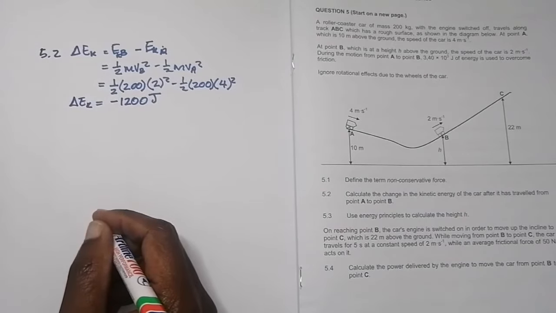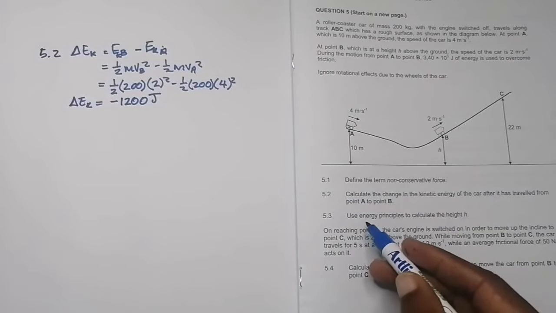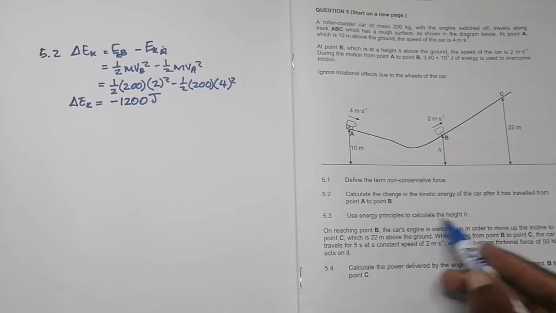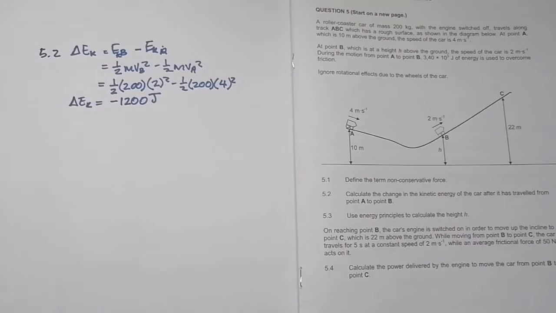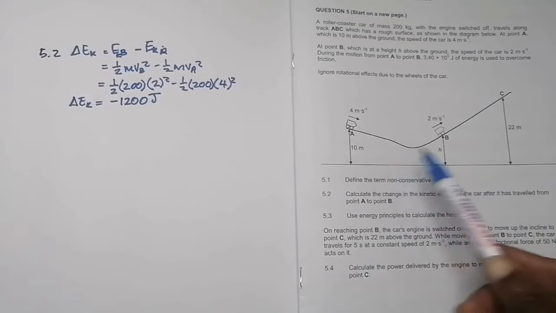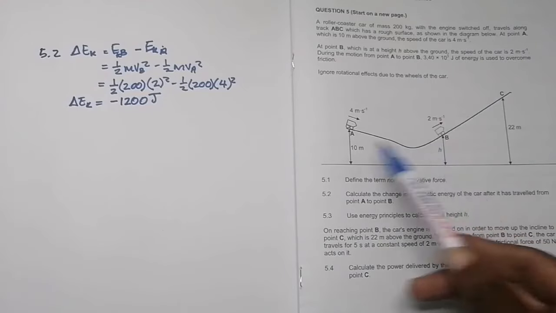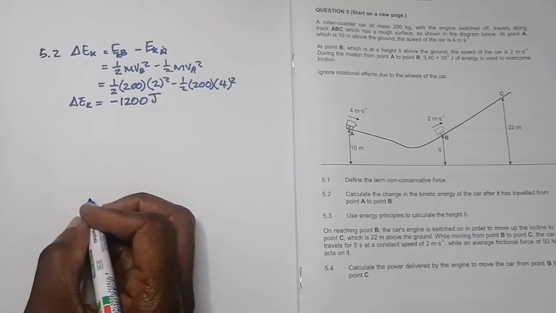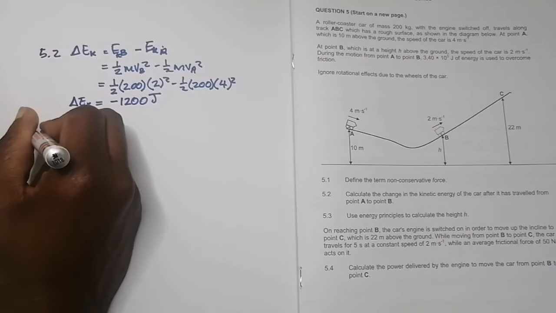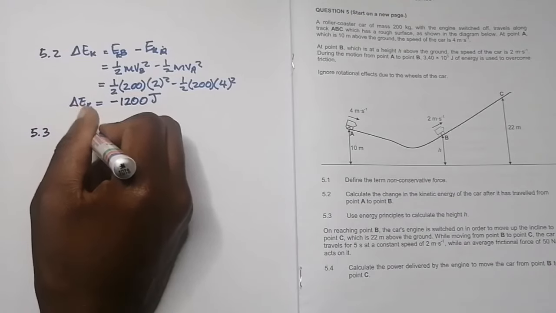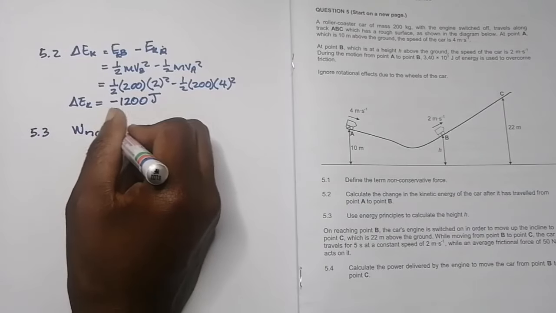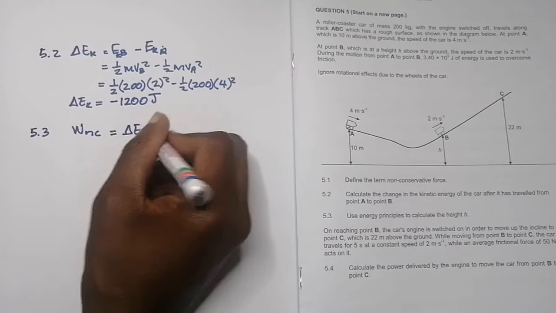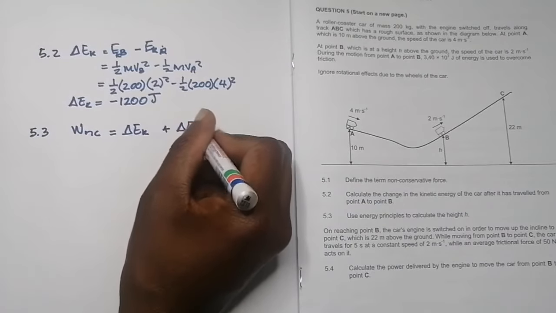The next question, they say use energy principles to calculate the height h. Now, obviously, we want to use as much as possible because this is where we've got the most information, isn't it? So remember we were given the work done to overcome friction. So let me use the principles of energy. The work done by non-conservative forces is equal to the change in kinetic energy plus the change in potential energy.